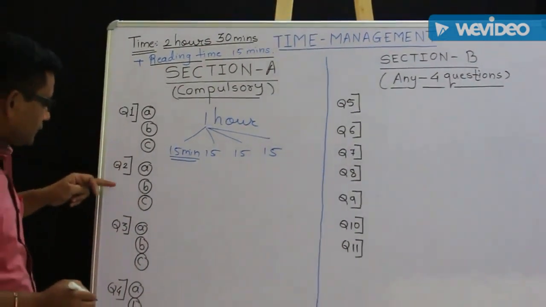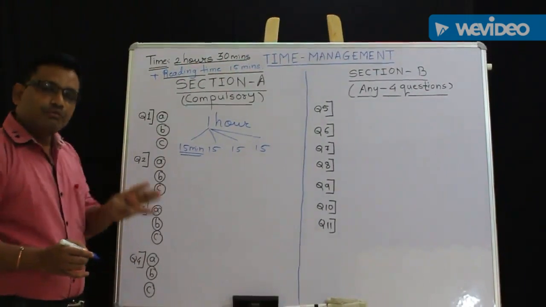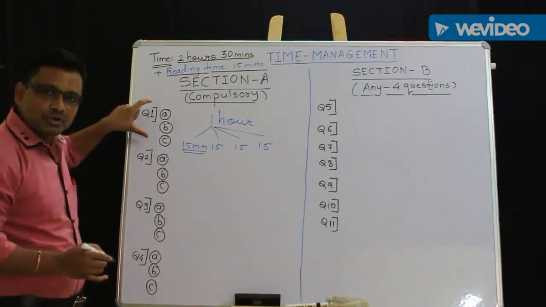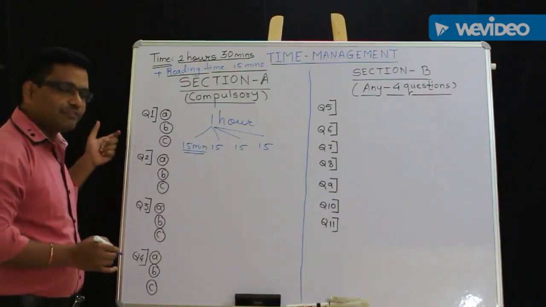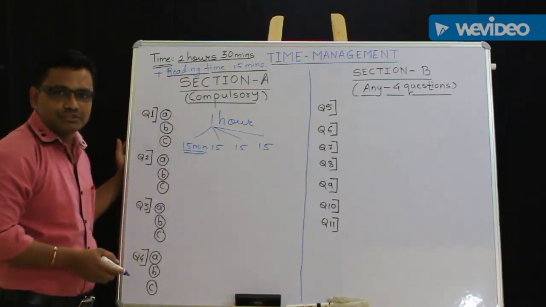So 15, 15, 15, 15. In this way we can finish within 1 hour. Now we have to be flexible. It is not perfect that one question will take 15 minutes. Some question may take more than 15 minutes, and some question may take less than 15 minutes. So we have to apply the strategy according to the given question.